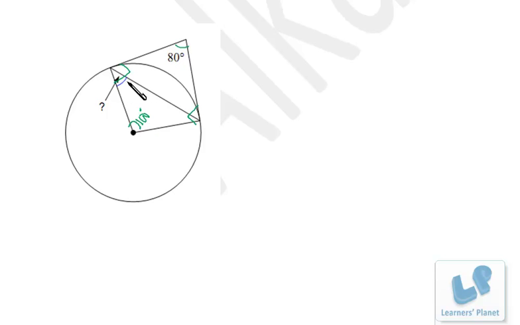Now if it is 100, this and this, both of them are the same because the triangle is an isosceles triangle. This is a radius, this is also a radius. So both of them will together be 80. So each of them will be 40 degrees. Very simple conceptual problem. I hope your answer is matching with mine.